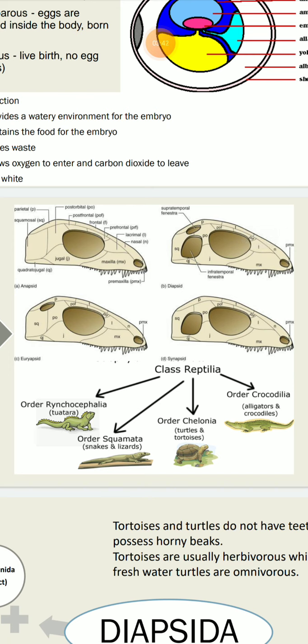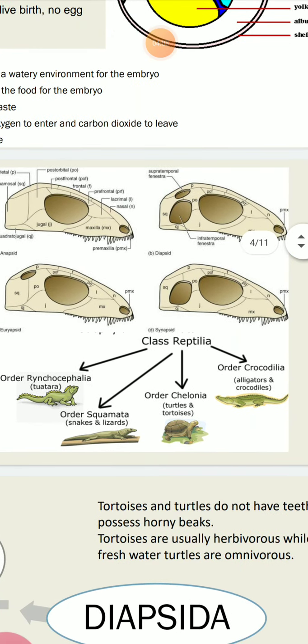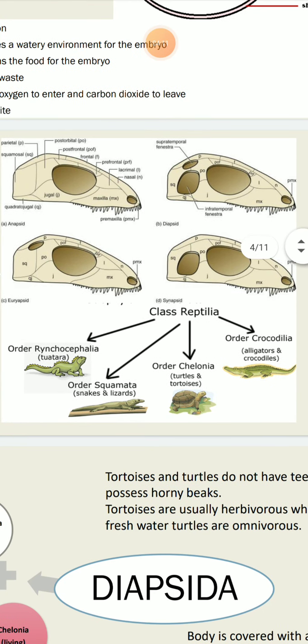Apart from the skull structures, the classification is based on the vacuities, or fossae, or hole-like structures which are formed in the skull. Based on the number of vacuities formed, they have been classified. For example, in diapsid there are two vacuities. If you look at anapsid, there are no vacuities at all. Class Reptilia has four orders: order Rhynchocephalia, order Squamata, order Chelonia, and order Crocodilia.